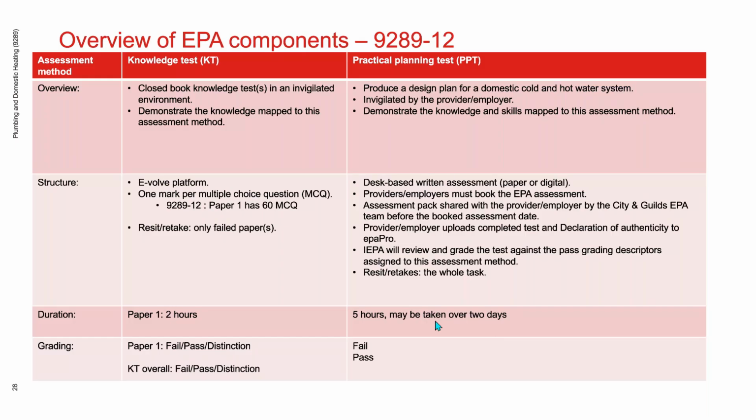So the structure is a desk-based written assessment. It can be completed either digital or paper. Providers/employers must book the EPA assessment pack, shared with the provider/employer by Sitting Guild's EPA team, before the booked assessment date. The provider/employer uploads the completed test and declaration of authenticity to EPA Pro. The IEPA will review the grade and test against the pass grading descriptors assigned to the assessment method.